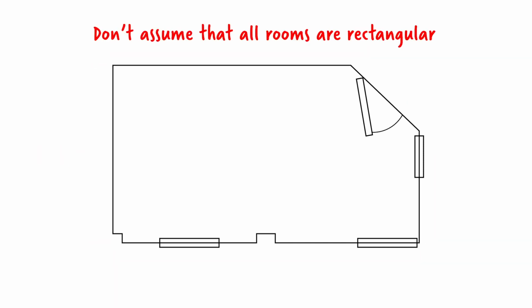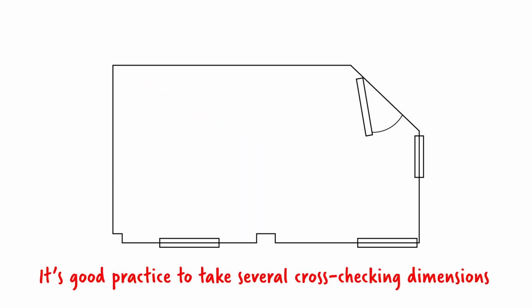Don't assume that all rooms are rectangular, especially in older buildings. If rooms are irregular in plan, they are measured by taking diagonals across the room. In practice, it is wise to take several cross-checking dimensions.